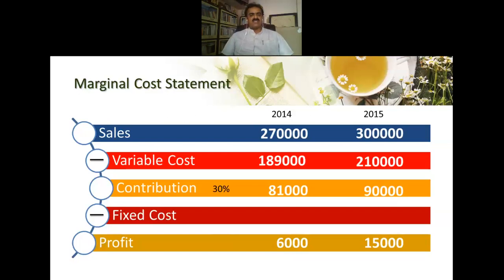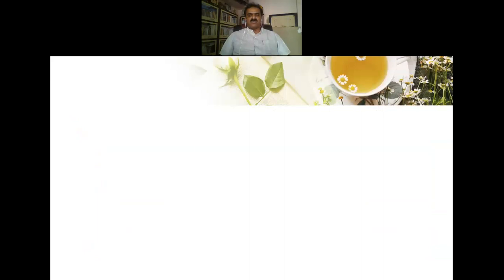Similarly, you can calculate the fixed cost, where contribution minus fixed cost is profit, or contribution minus profit is called fixed cost. Therefore, 81,000 minus 6,000 comes to 75,000. Similarly, 90,000 minus 15,000 comes to 75,000. Now we know the fixed cost, variable cost, contribution, everything. So with this, we further calculate the break-even point and so on.